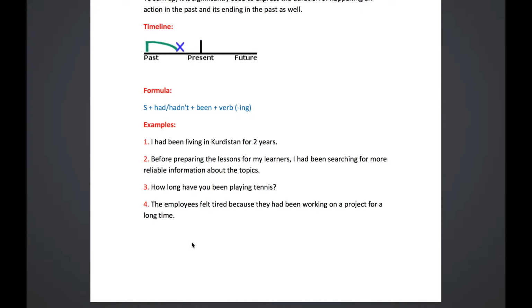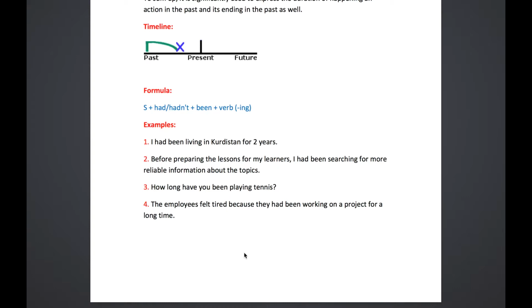And the second one, before preparing these lessons for my learners, I had been searching for more reliable information about the topics. That was the first action that I did, okay? I had been searching for more reliable information over a duration of time. And then I started preparing the lessons for my learners. So at that point, I stopped searching and I started preparing.